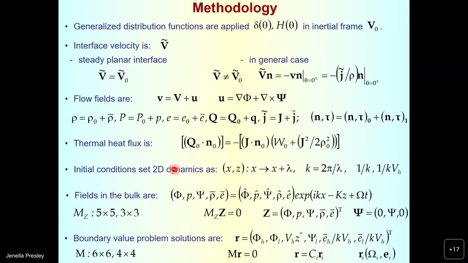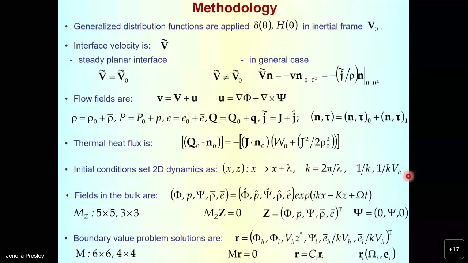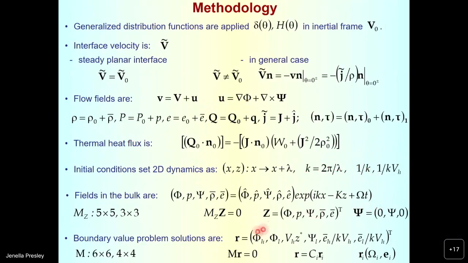As a sample case, we consider two-dimensional dynamics, but it can be done in the three-dimensional case as well. So we have the characteristic length scale lambda of the initial perturbation, the characteristic wave vector, and we use a characteristic time scale. Now, we have the flow fields in the bulk. In each of the bulk, it doesn't matter which, that includes the potential of the fluid, the pressure perturbation, the vertical field, then the density perturbation, as well as the internal energy. And we presume that these perturbations behave on coordinates and time in this particular way.